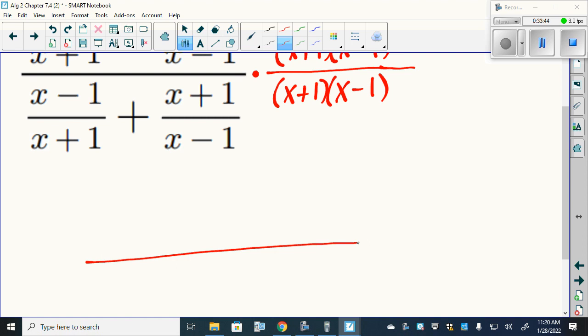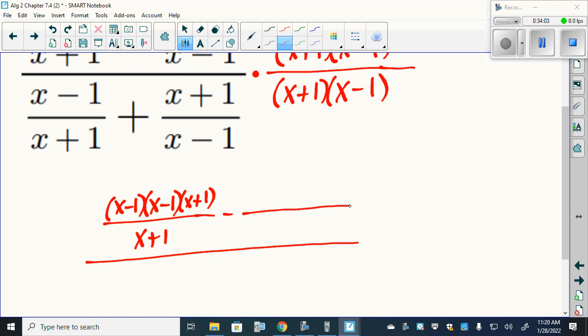Now, for our first one, in the numerator, we already have an x minus 1, and we're multiplying it with an x minus 1 and x plus 1. And it's over x plus 1 minus. Well, this one here has an x plus 1 to begin with, and we're multiplying it by an x plus 1 and x minus 1. And I know I did flip the order of those, because on the first one I said x minus 1, x plus 1, x plus 1.